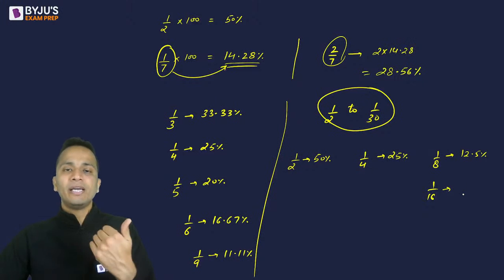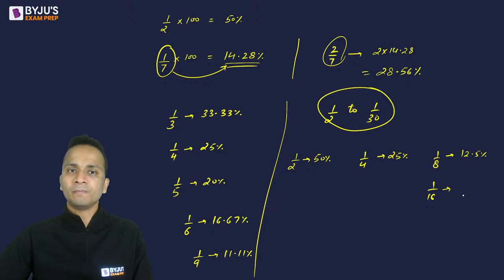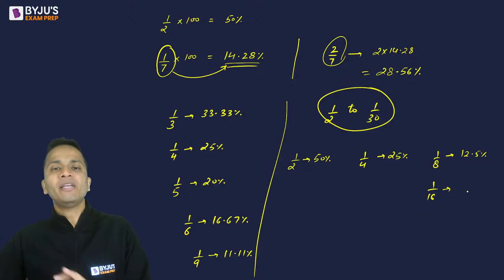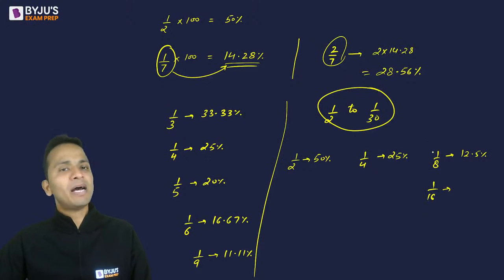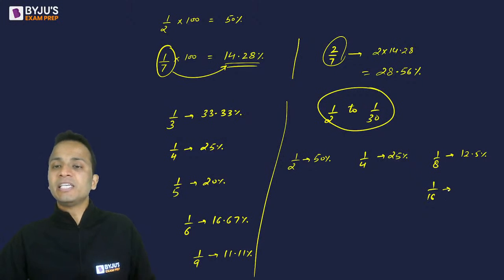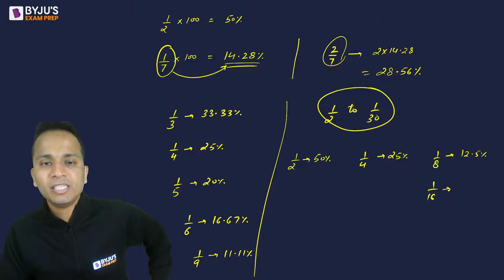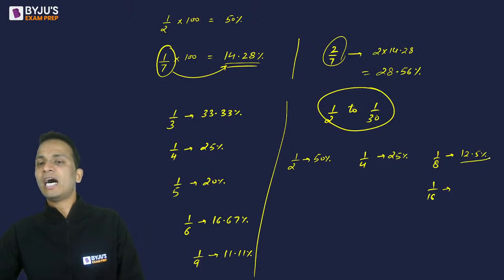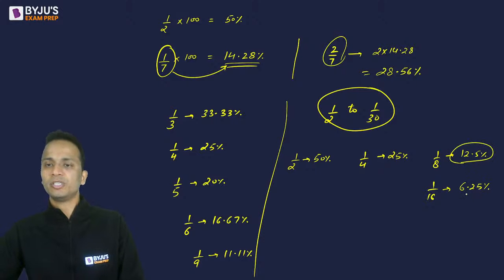अब यहाँ पे क्या हो रहा है? Every time I am dividing the original fraction by 2 to obtain the new fraction. So 1 by 8 को 2 से divide करेंगे तो 1 by 16 आ जाएगा. अब 1 by 16 कितना होता है? Can you all tell me 1 by 16 कितना होगा? So all of you can write it. 1 by 16 will be half of this number, that is 6.25 percentage.